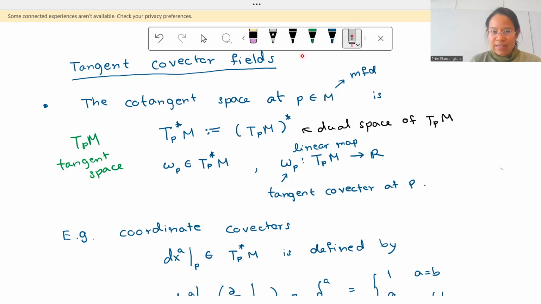And the dual space is just the space of real-valued linear maps on the tangent space. That is, an element of the cotangent space at P is just a linear map that maps a tangent vector to a real number.